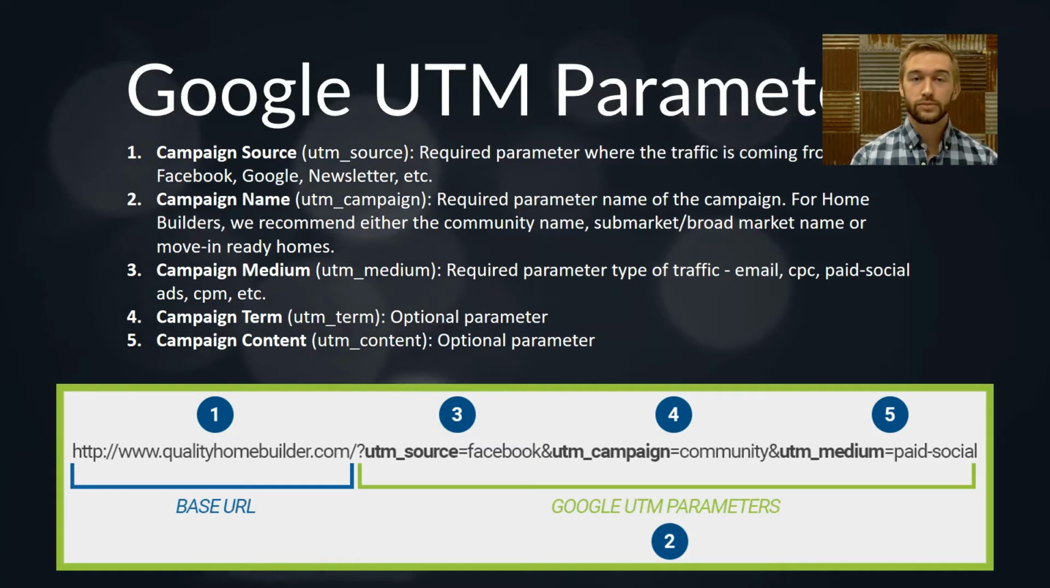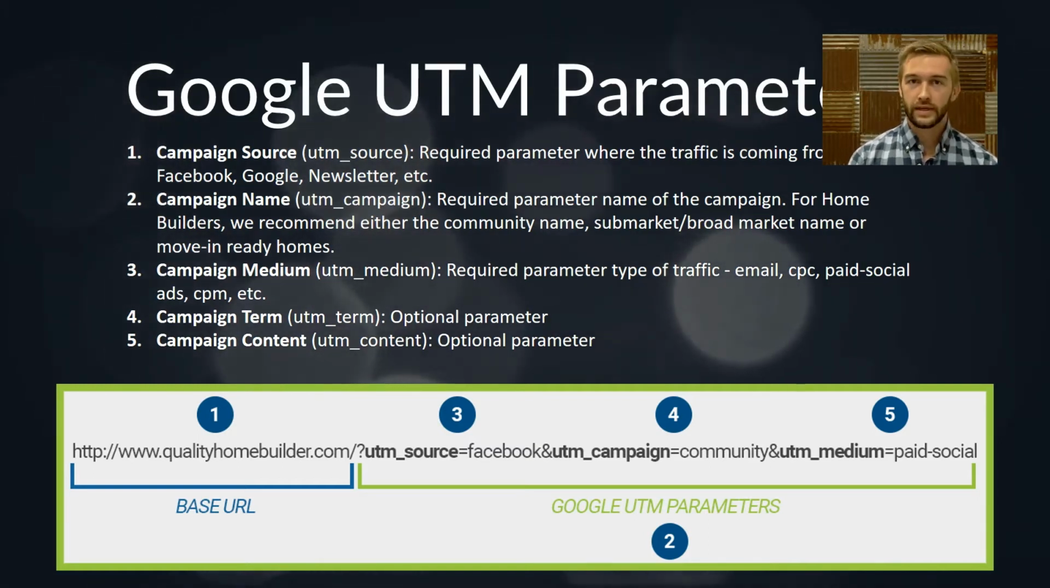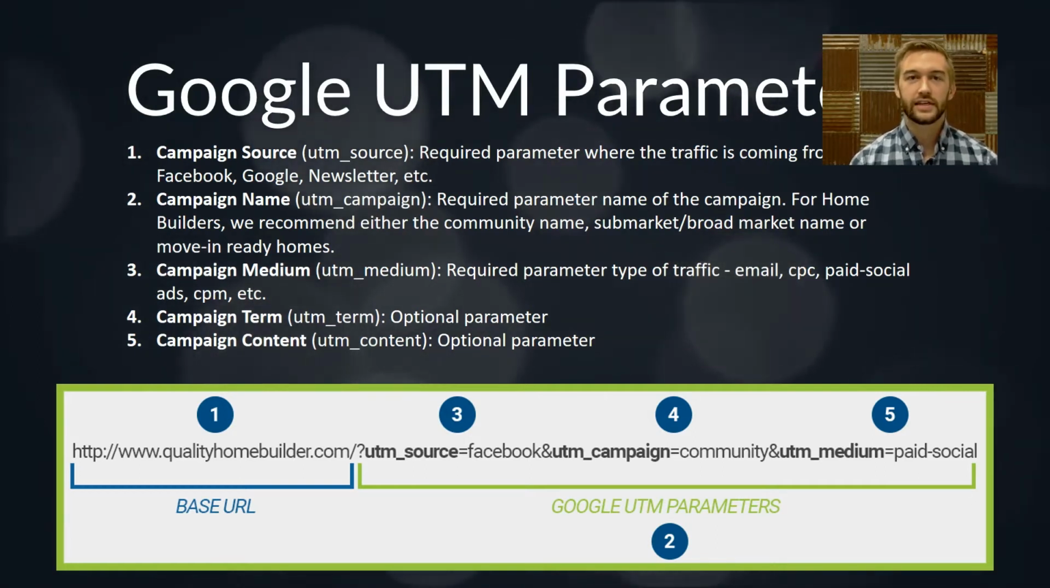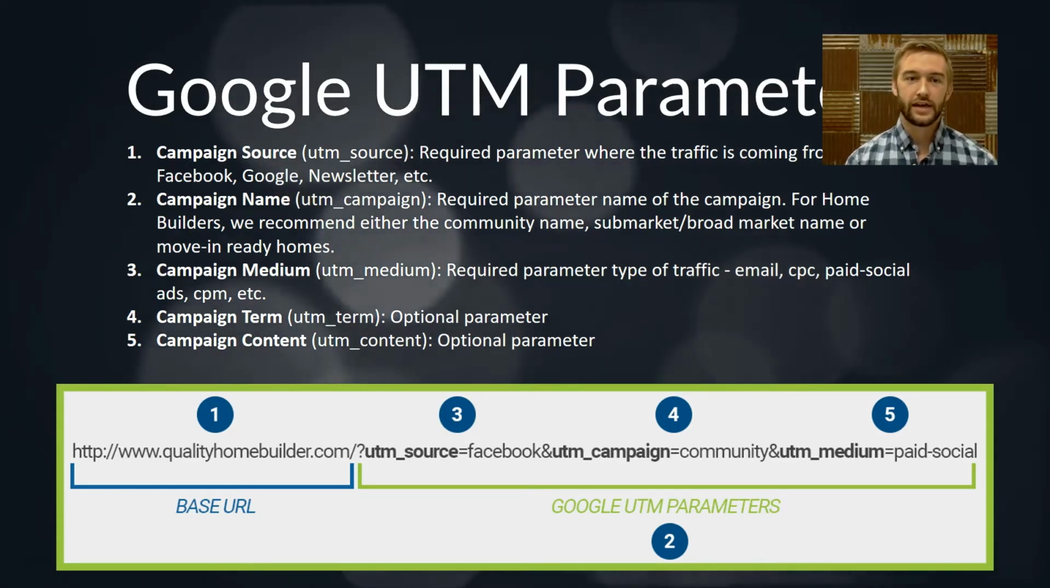But they are UTM term. That's almost always used with Google AdWords or Bing traffic if you're running Bing. Then content, that could be used if you're testing different ads against the same campaign source and medium.